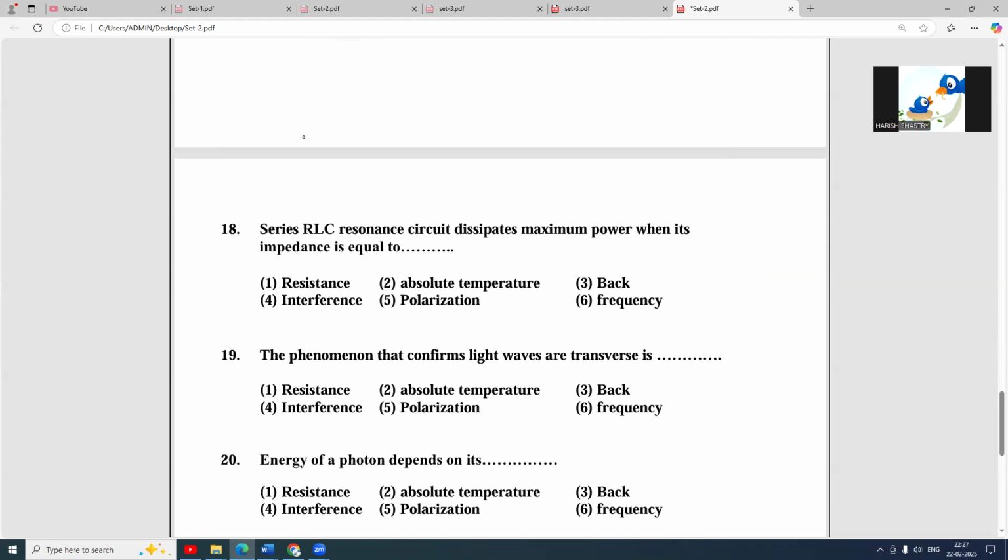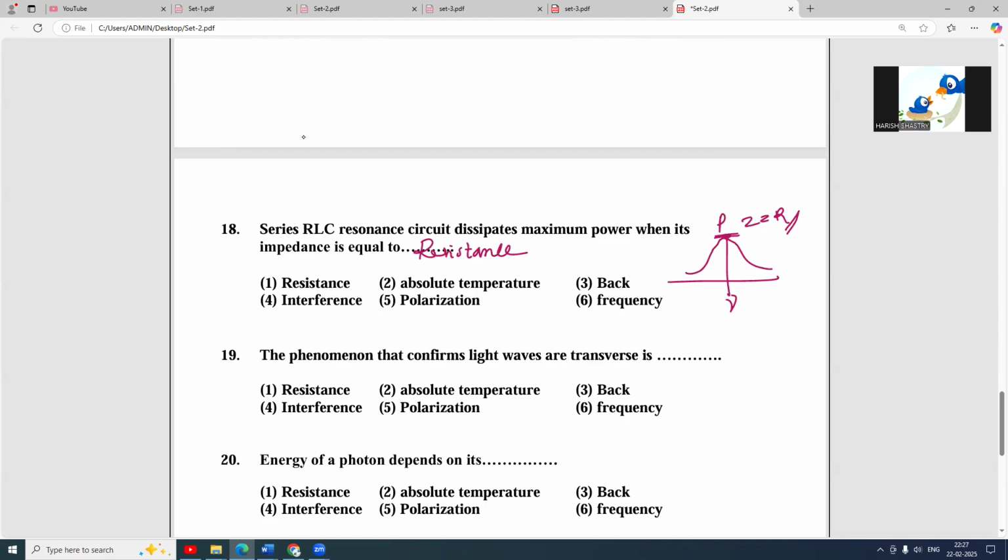Then a series RLC circuit dissipates maximum power when its impedance is equal to resistance, because the current is maximum at resonance. At resonance, Z equals R, so power is also maximum. In the power versus frequency graph, at resonance, power dissipated is highest. That is when the impedance equals resistance.